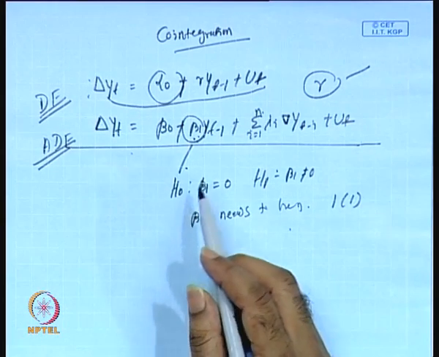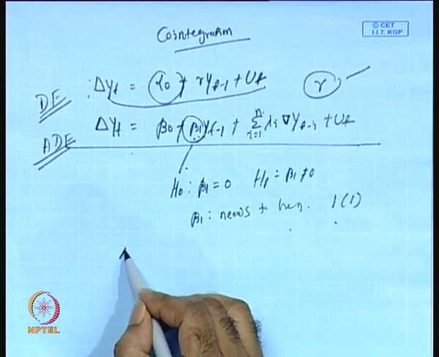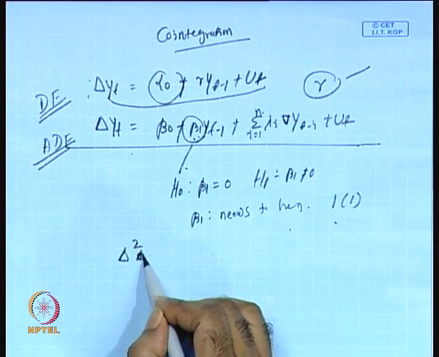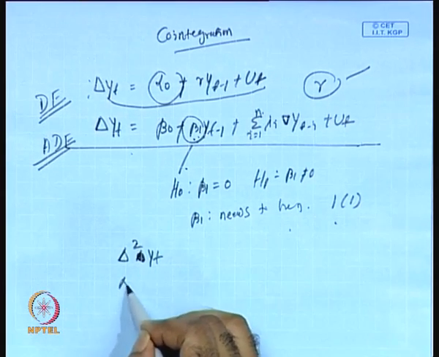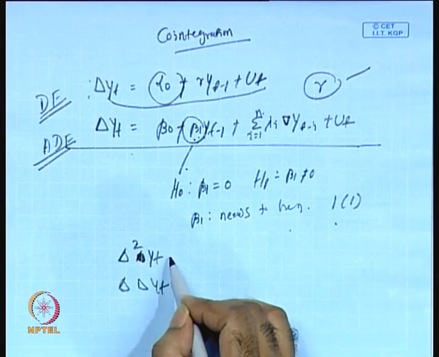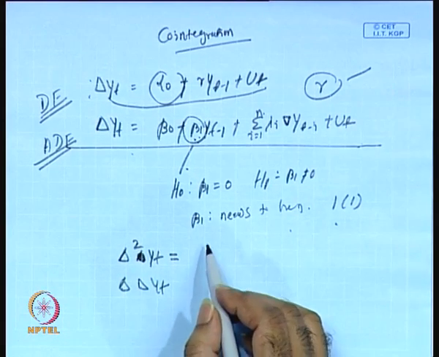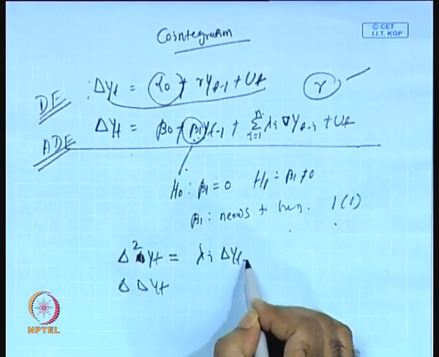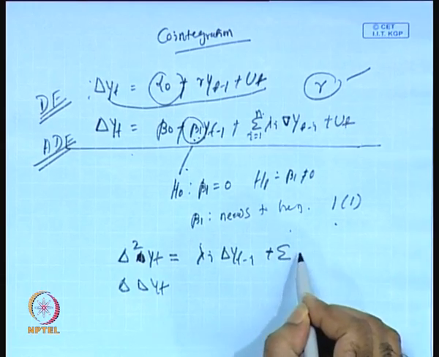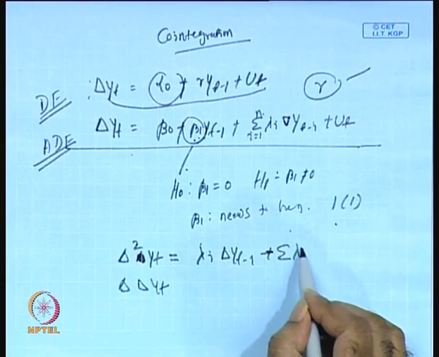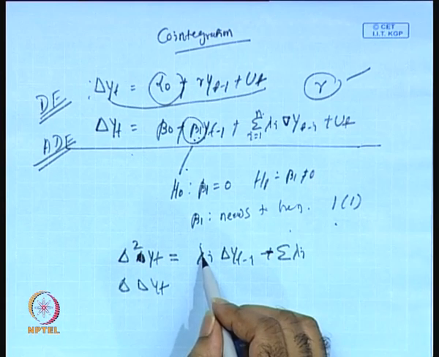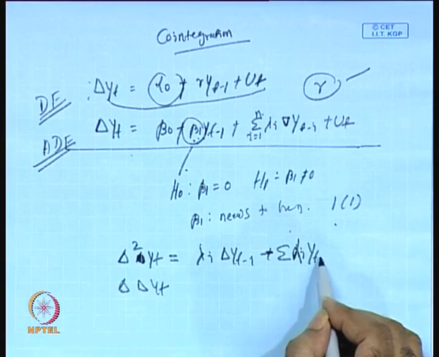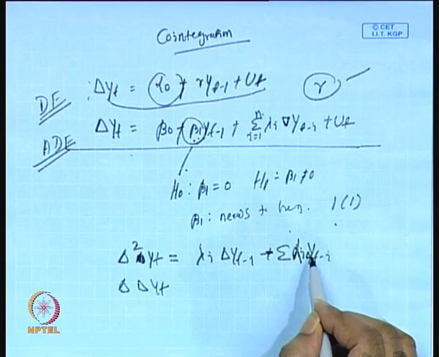Suppose it is not stationary at this level, then you go for the second difference. It is called delta square y t, which is equal to lambda i delta y t minus i, plus summation alpha i delta y t minus i.